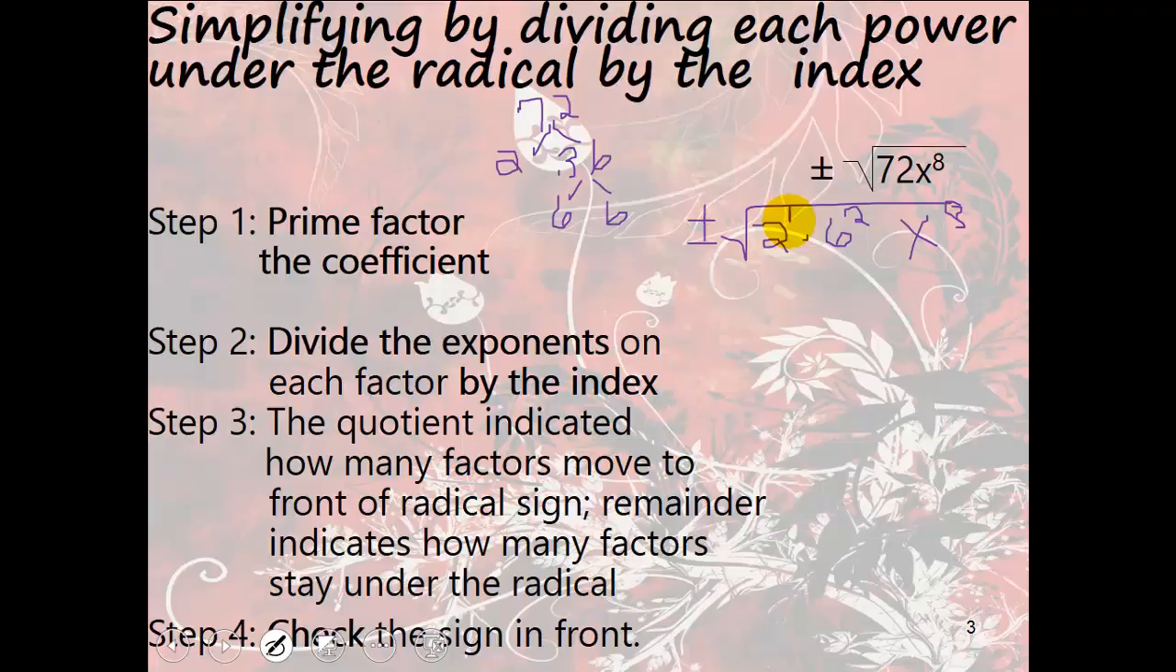This 6 squared, I'm going to divide by 2. Power divided by index. And then my x to the 8th, I'm going to divide that 8 divided by 2, power divided by index. So I get plus or minus, the quotient of 2 divided by 2 is 1, so that's 6 to the first. And then I have 8 divided by 2, that's 4. So x to the fourth. And then I have underneath my radical my 2. From here, this stayed. Okay? So I have 6 x to the fourth square root of 2.